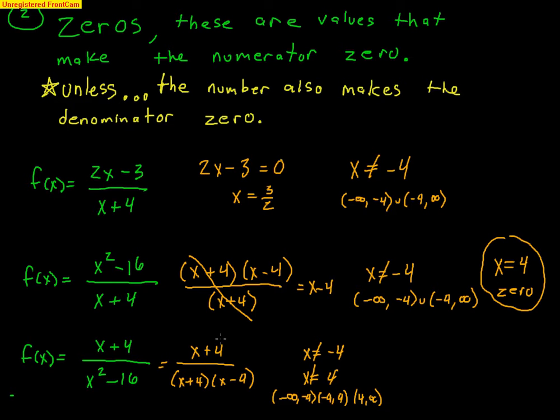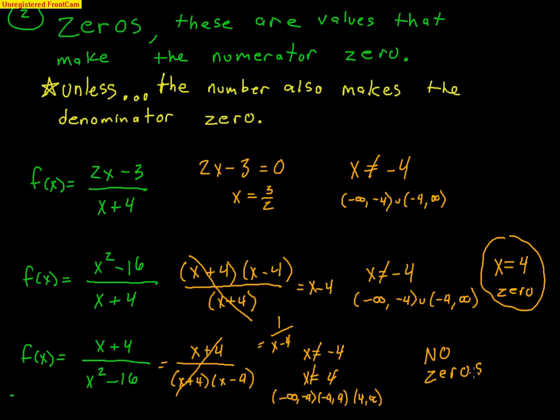Now, also, that x plus 4 factor cancels. So there is nothing left on top. The only thing left on top I guess would be a 1. So this would work out to 1 over x minus 4. So this means there are no zeros because after I fully analyze the rational function, there is no number that will make only the top 0. So be careful. Zeros are numbers that make only the top 0, not both.